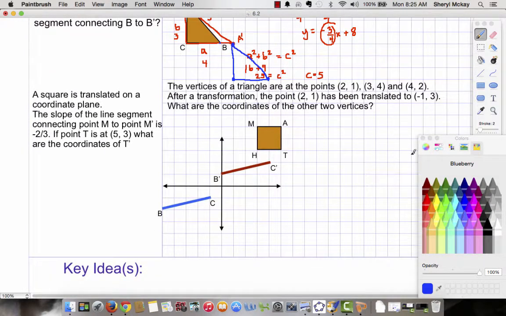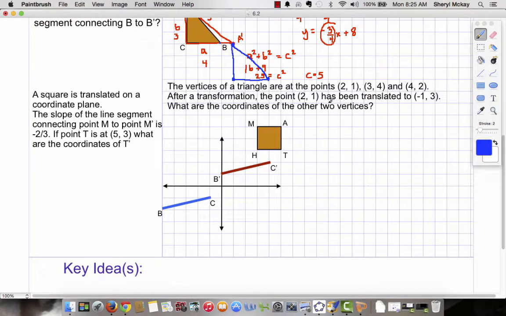It says this one doesn't have a drawing. It looks like it does, but it doesn't. It says the vertices of a triangle are at the points (2, 1), (3, 4), and (4, 2). After a transformation, the point (2, 1) has been translated to (-1, 3). What are the coordinates of the other two vertices? So we're going to have to figure out what the rule was. What did we do?